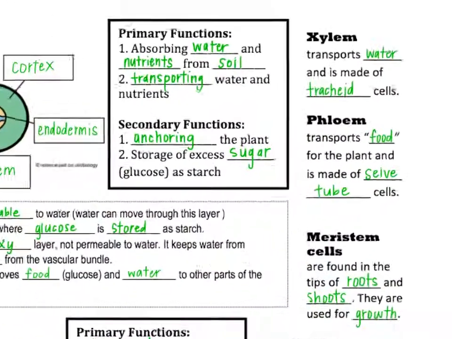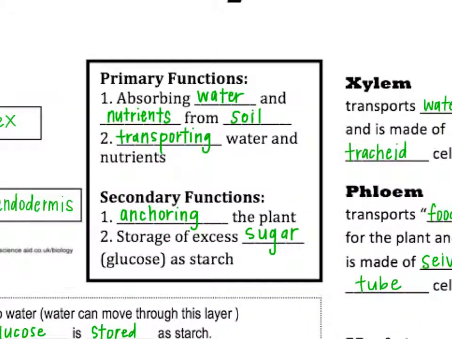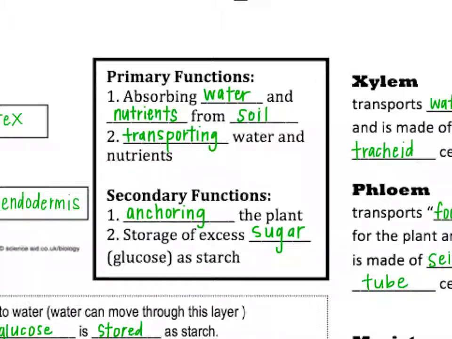The primary functions of the roots are first to absorb water and nutrients from the soil, and second to transport water and nutrients to other parts of the plant. Other functions that they serve are anchoring the plant, making sure it doesn't fall over, and also storing sugar or glucose as starch, so they save it for later when there might be a drought or something like that. So these are the functions of the root.